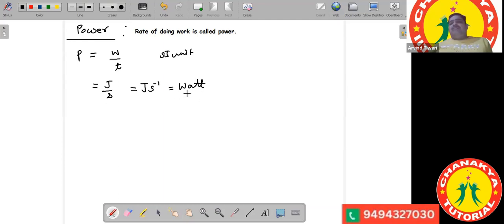We also use it every day in our life. For example, you use a bulb. You say the bulb consumes a power of 8 watt or 100 watt. If you are using a refrigerator, you say the refrigerator consumes a power of 350 watt. So all the devices have a power rating. Power rating means how fast they are consuming the energy or how fast they are doing the work, that is called power. So what is power? It is the rate of doing work. Work done by time is called power, and its SI unit is watt.